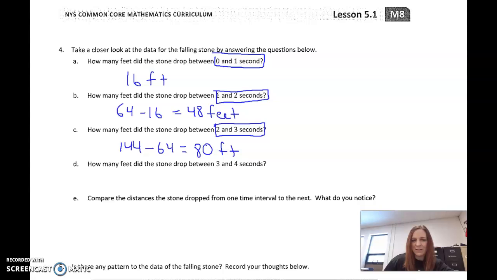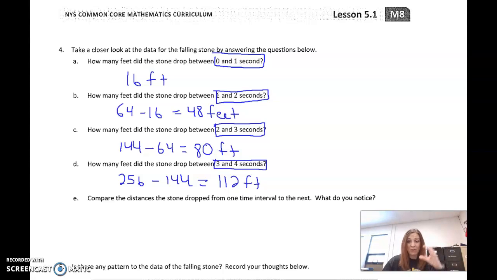So notice it fell 16 feet in the first second, and then it fell 48 feet in the next second, and then the next second it fell 80 feet. So if we're going now between 3 and 4 seconds, that's, if you look on that chart again, 256 feet minus 144 feet, and that's 112 feet. So you can see as each second goes by, we're falling faster.